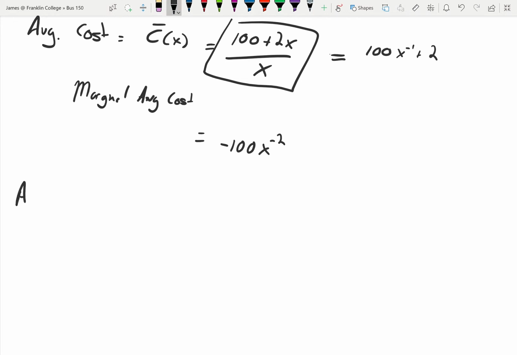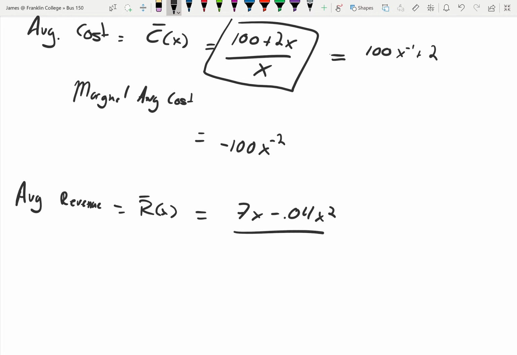We can come up with the average revenue new equation, R bar of x. So that is just 7x minus 0.04x squared all divided by x.